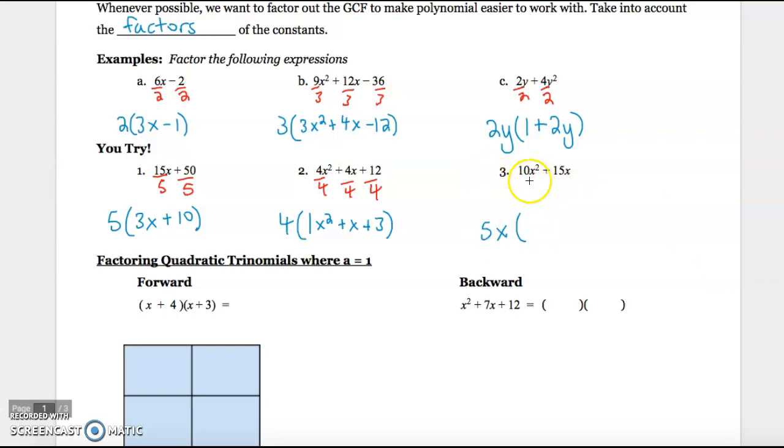And then to figure out what's left over, 10 divided by 5 is 2. And then there was an x squared. Now I took out one x, so there's one x left. 15 divided by 5 is 3. There was one x, but I took it out. So now that's it. And that's GCF.